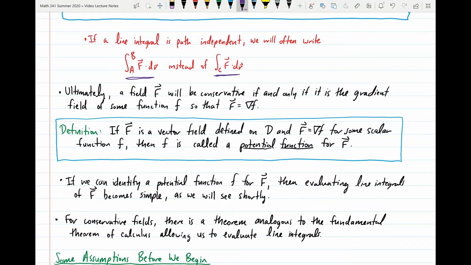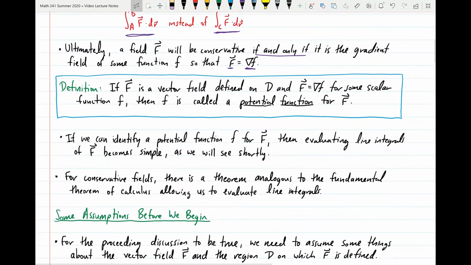So ultimately, we end up finding that a vector field F will be conservative if and only if it is the gradient field of some function f, so that the vector field F is equal to the gradient of the scalar function f. And this leads us to our next definition. So if the vector field F is defined on a region D, and the vector field F is equal to the gradient of little f for some scalar function little f, then little f is called a potential function for big F, for our vector field.